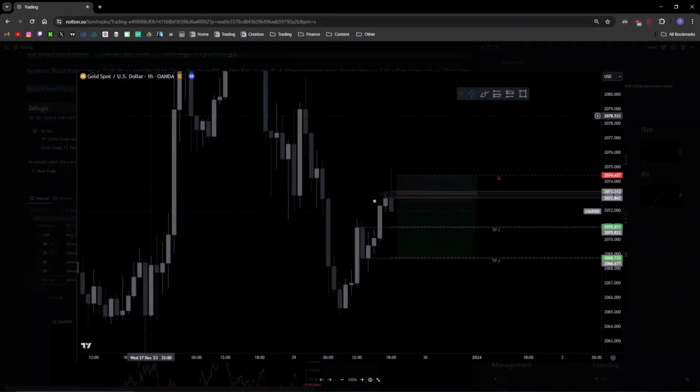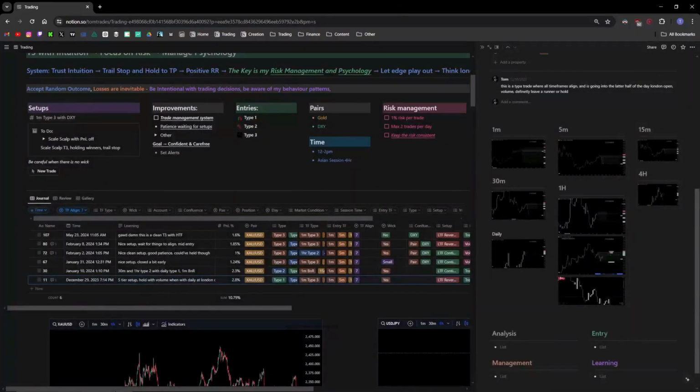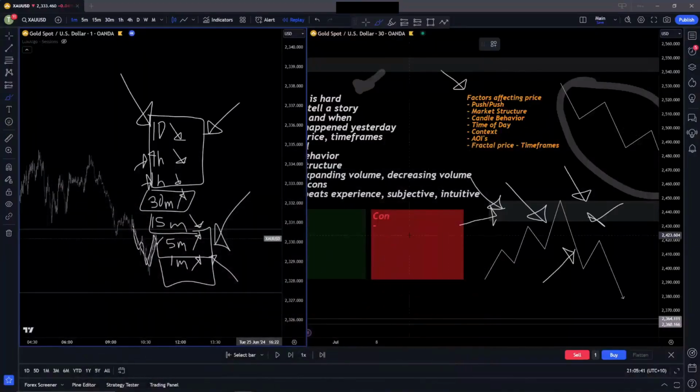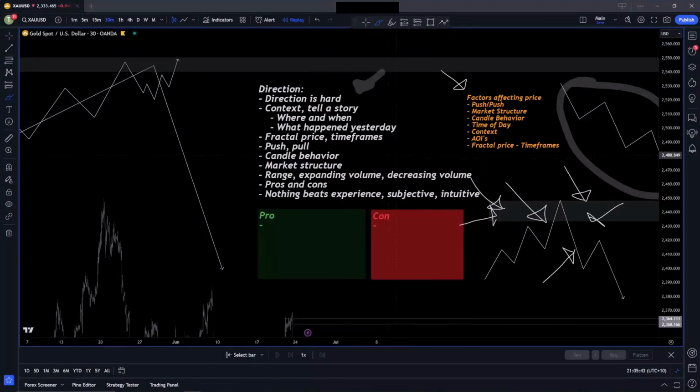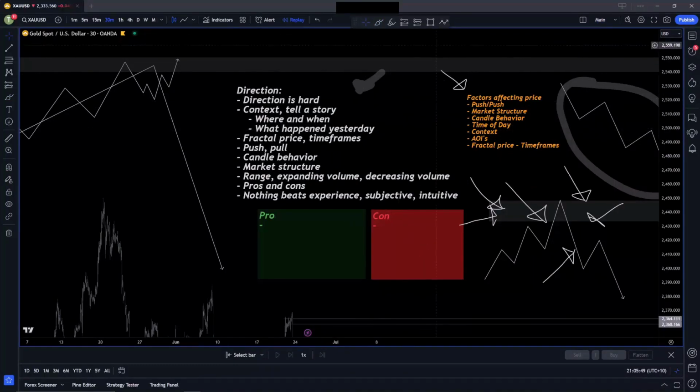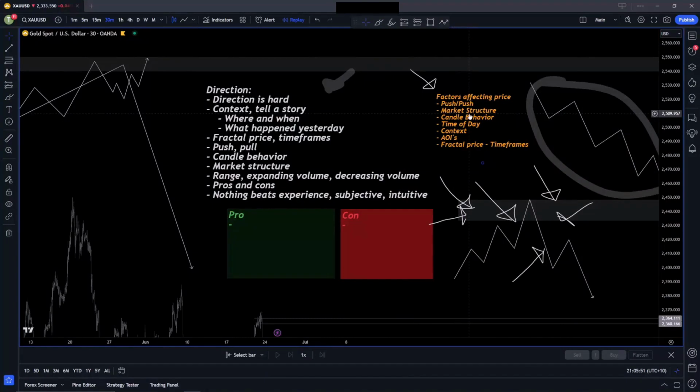So when every time frame is looking clean, aligning, you have very clear structure. Hourly structure looking bearish. Hourly candle closes also looking bearish. All these different things are affecting trades. So direction is really hard because you're trying to keep in mind all these different factors, variables, context: where is the push and the pull, market structure, candle behavior, the time of the day.